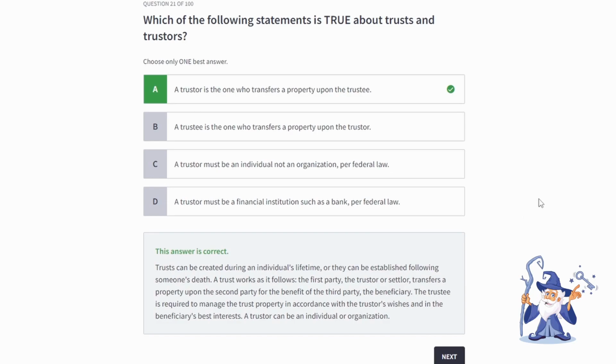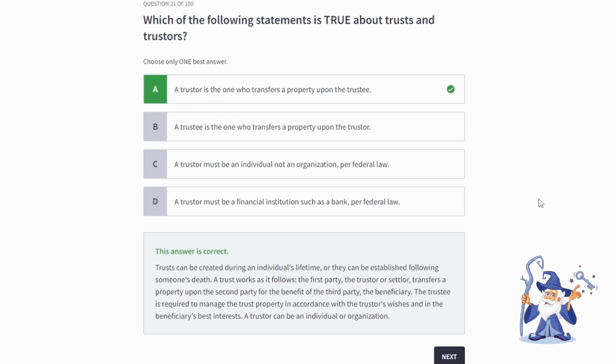So trusts can be created during an individual's lifetime, or they can be established following someone's death. A trust works as follows. The first party, the trustor or settlor, transfers a property upon the second party for the benefit of the third party, being the beneficiary. The trustee is required to manage the trust property in accordance with the trustor's wishes and in the beneficiary's best interests.